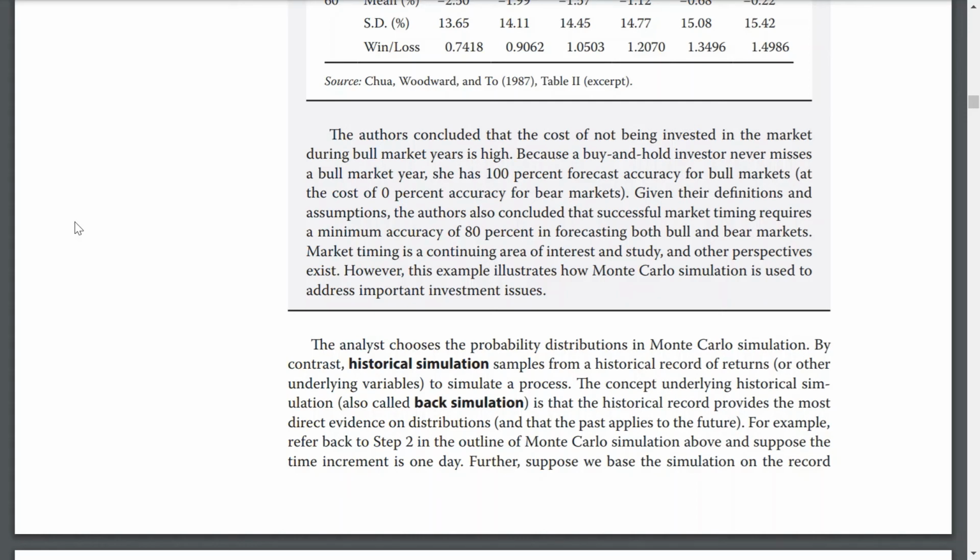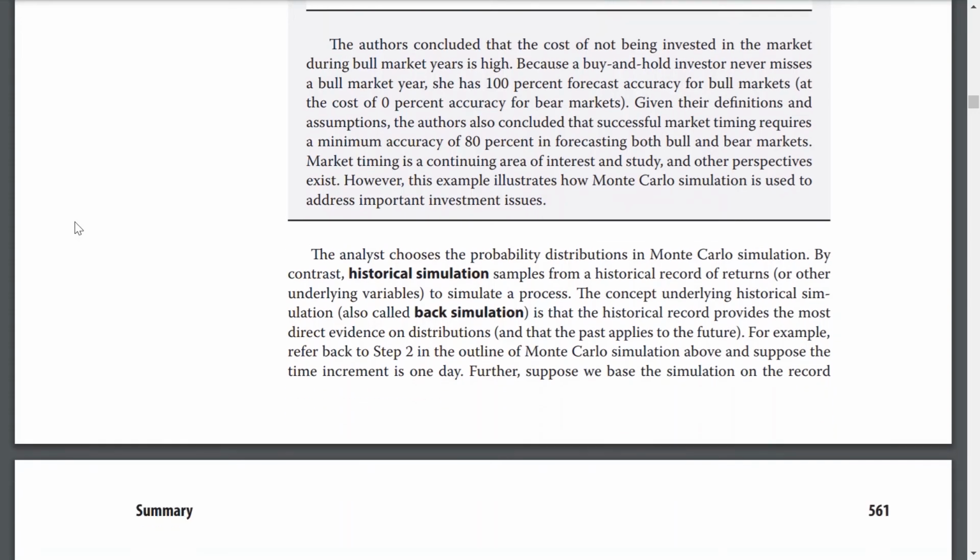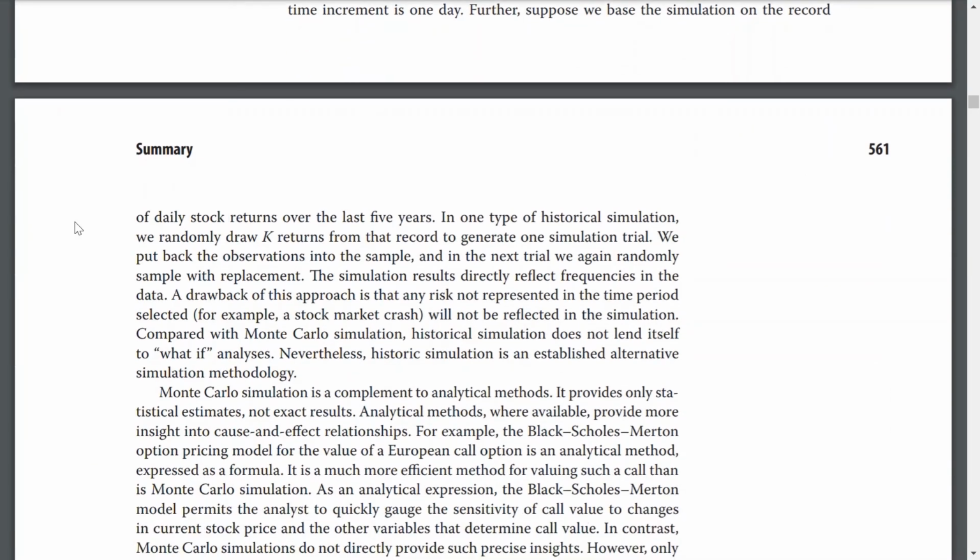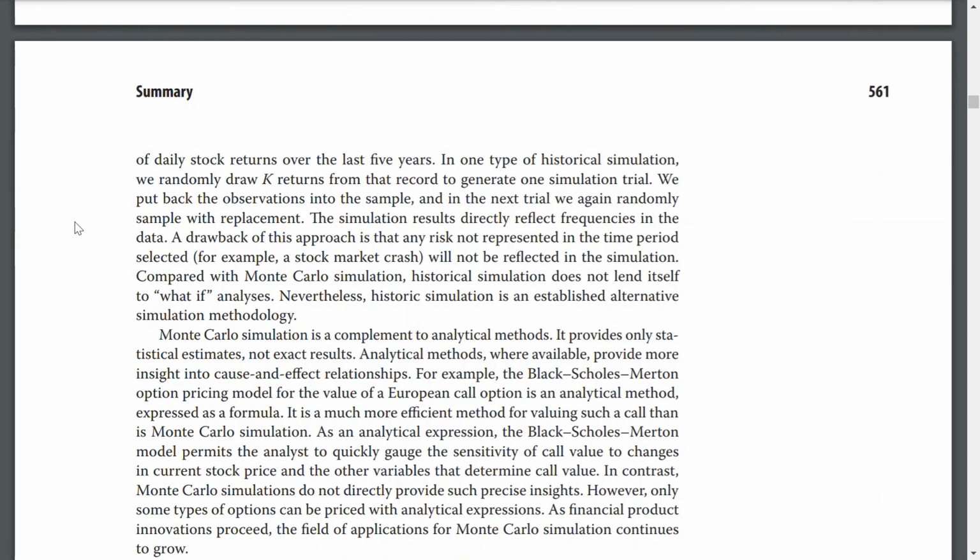For example, refer back to step 2 in the outline of Monte Carlo simulation above. Suppose the time increment is 1 day. Further, suppose we base the simulation on the record of daily stock returns over the last 5 years. In one type of historical simulation, we randomly draw K returns from that record. To generate one simulation trial, we put back the observations into the sample. And in the next trial, we again randomly sample with replacement. The simulation results directly reflect the frequencies in the data.